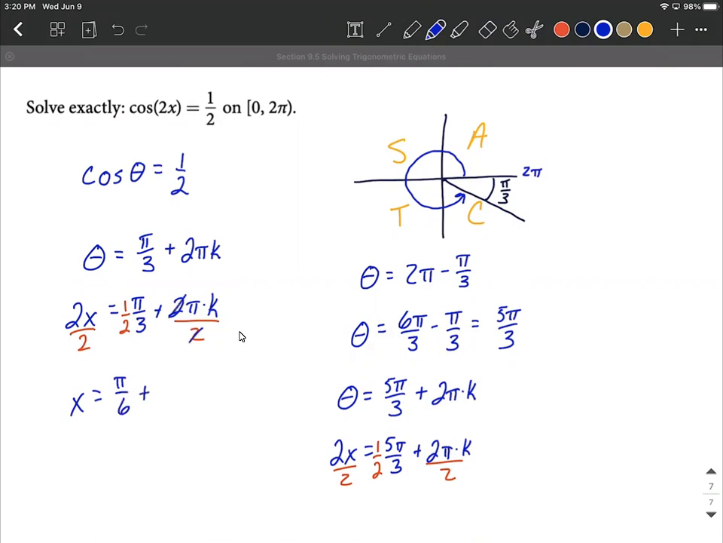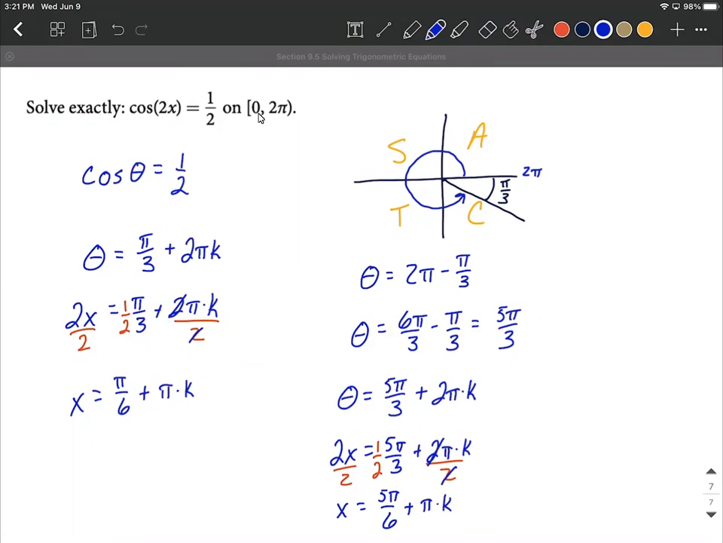Plus, we can simplify this down, canceling out 2's if you like to visualize it that way, and we have pi times k. Over on the other equation, we're going to have x equals 5 pi over 6 plus pi times k. Again, those 2's get to simplify down and make a 1 over here. So this is how we would represent all of our solutions to this equation. We would just write out these two as our solutions.